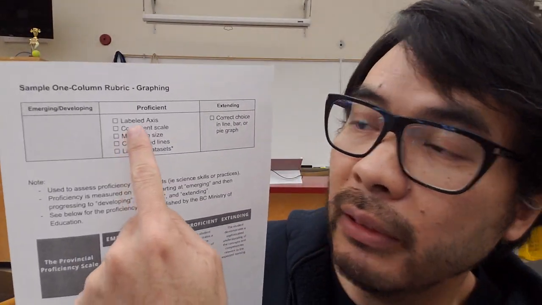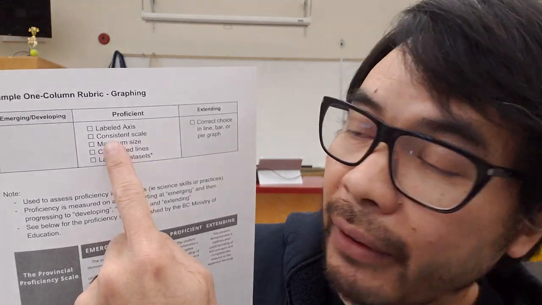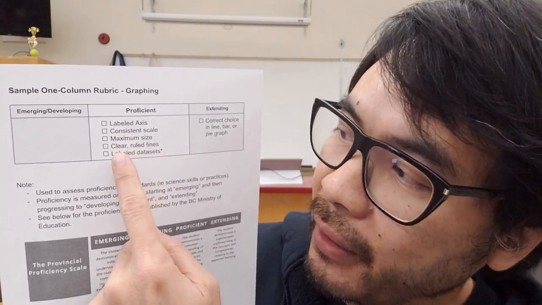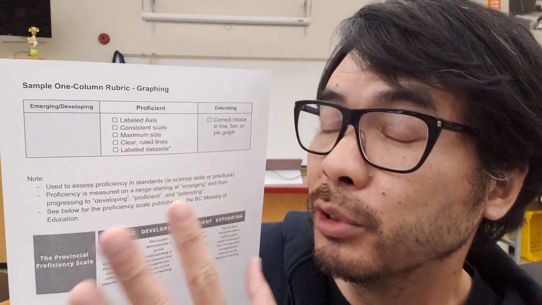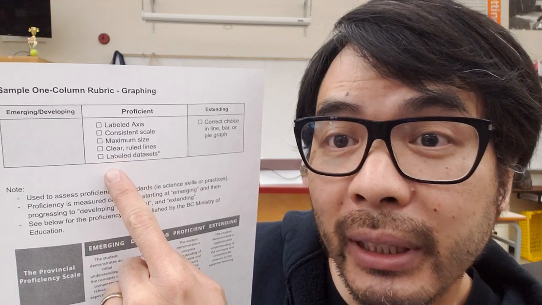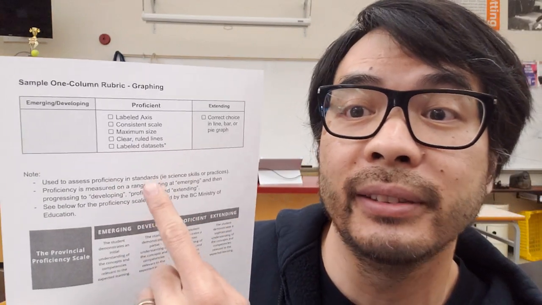Students had to label axes. They had to have a consistent scale. They had to maximize the size of their graph. They had to have clear and ruled lines, like straight lines using a ruler, and they had to have clear labeling of different data sets when necessary.